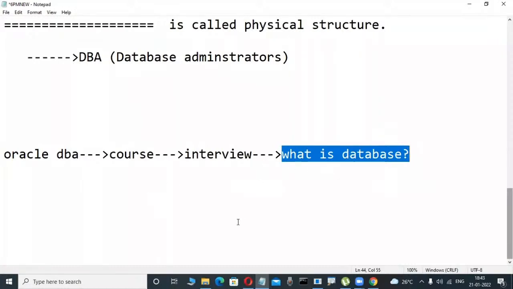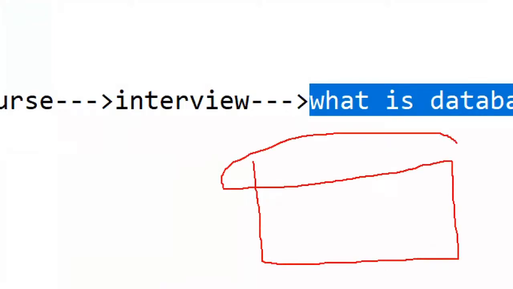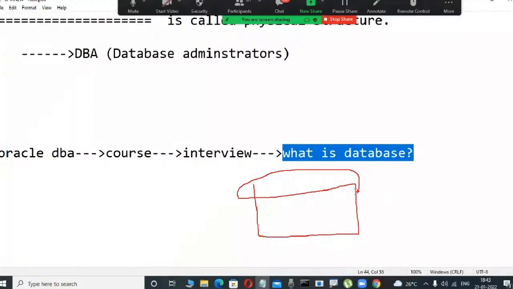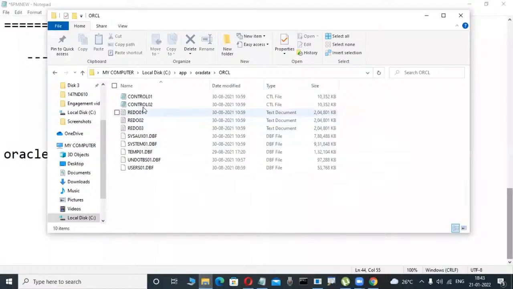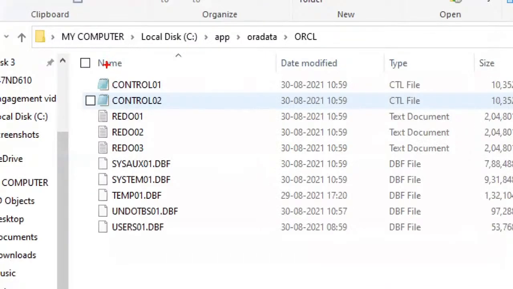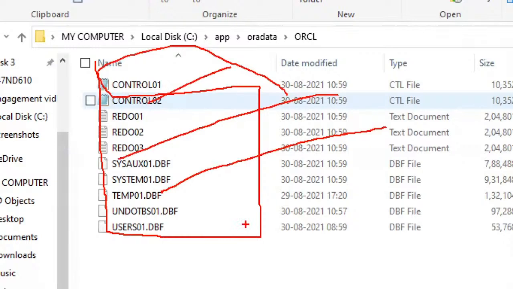I am telling the physical side. Whenever I install Oracle software, some physical files are automatically created on disk, and they are visible. Observe here: data files, control files, redo log files are there. That's why, for a database administrator, a database is a collection of data files, control files, and redo log files. That is the original. There is a physical side, in the C drive, D drive, where data is actually stored.